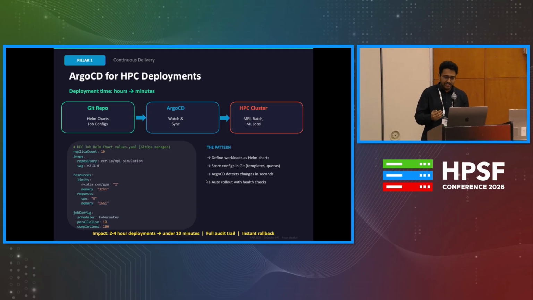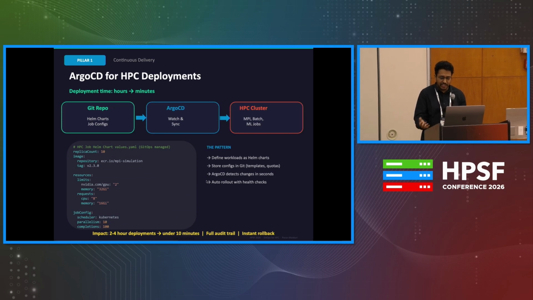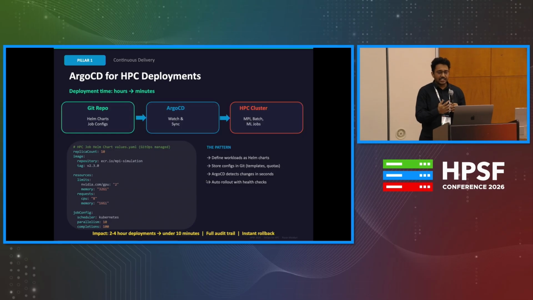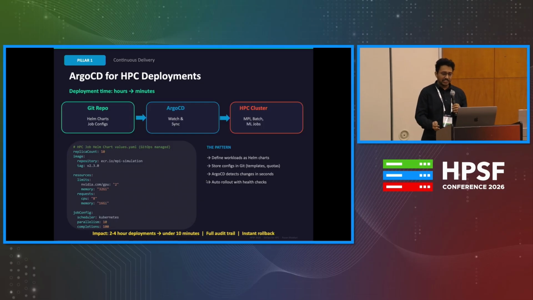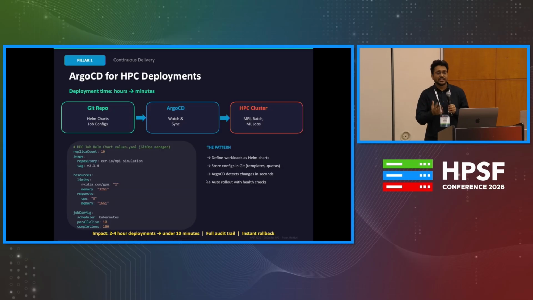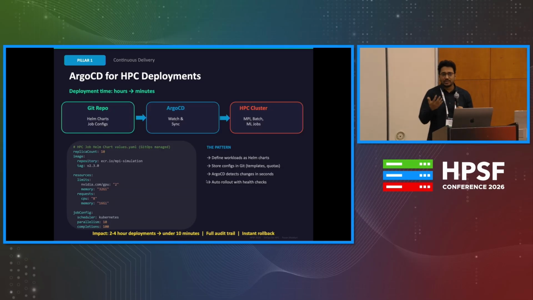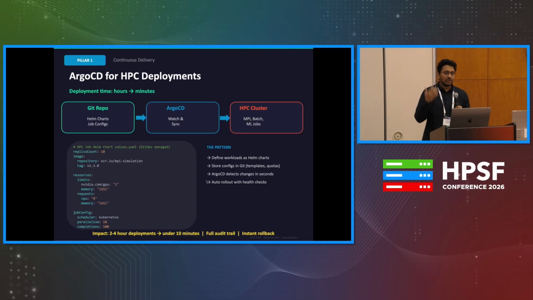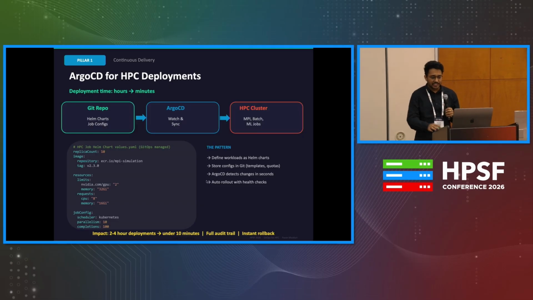ArgoCD continuously monitors that, and when a change happens in your GitHub repository, which is the exact source of truth, it automatically pulls the change and deploys it into the cluster. If any change happens beyond what's in Git, it will roll back immediately. That's what we call self-healing. Whatever is in Git is reflected on your cluster.